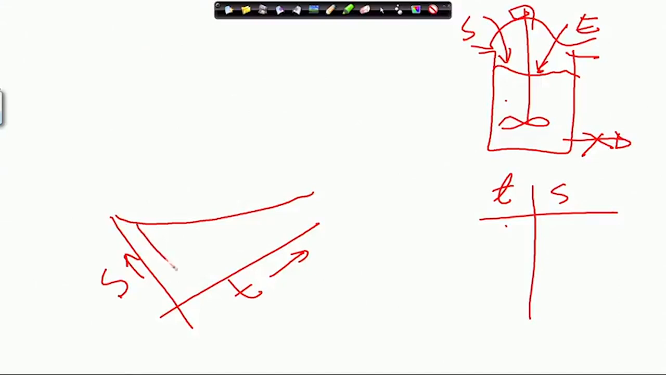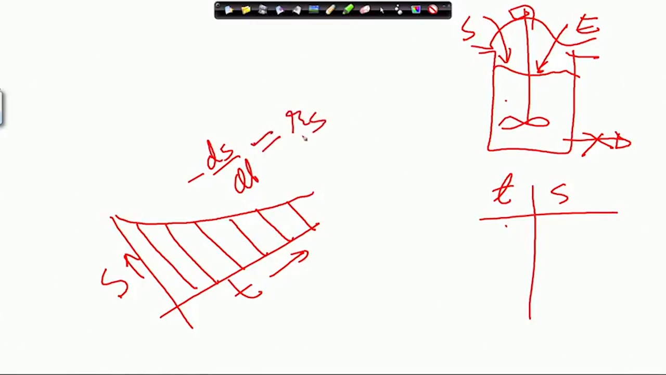Now if you draw a slope at different points, then what will you get? You will get minus dS by dt. What is minus dS by dt? It is the rate of reaction. How can we express it? Rs. Rs is the rate of reaction. And this is equal to, if you consider this a first order reaction, K into S.